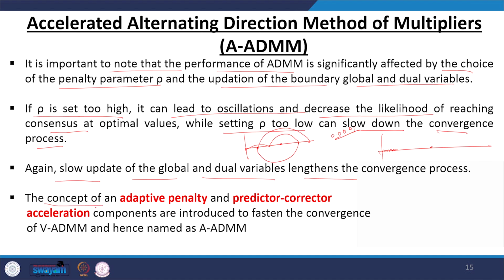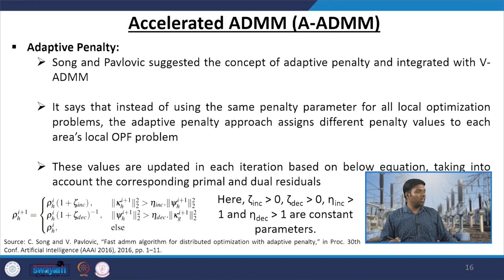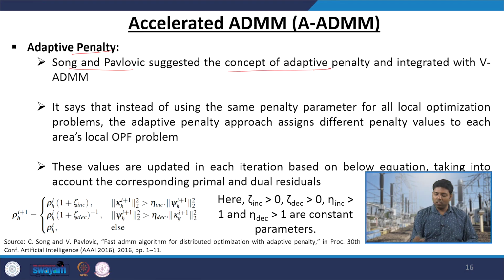So, that is why the concept of adaptive penalty and predictor-corrector acceleration components are normally introduced with the vanilla ADMM to make it faster, and that is named your accelerated ADMM or A-ADMM. So, what are these acceleration components? First thing is the adaptive penalty, that is proposed by Song and Pavlovic, and they suggested the concept of adaptive penalty with the vanilla ADMM.